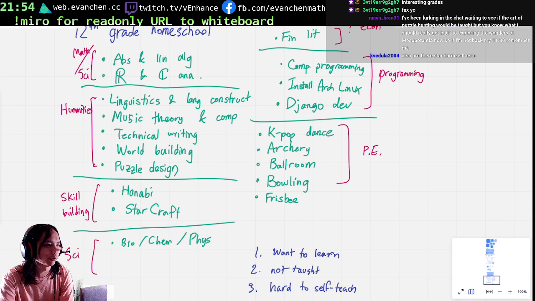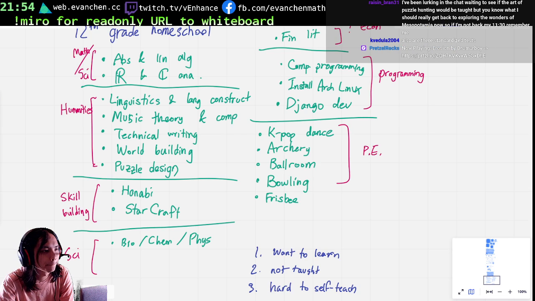I've been looking at the chat waiting to see if the art of puzzle hunting came up. I actually lumped that under puzzle design. So puzzle design would probably be puzzle solving and composition. I don't think you can design a puzzle without having some puzzle hunt experience anyways. Are there some standardized tests? I mean, Hanabi is a standardized test. I pick some seeds that aren't too cancerous and make sure that you can get 25 on them.